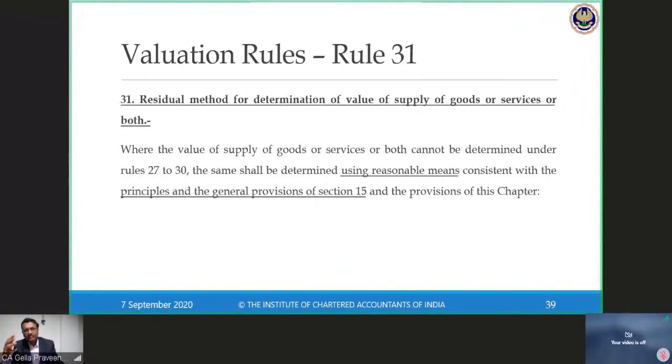Rule 30, they will override and they'll come to Rule 31. When we read this, it says, the value of supply of goods and services both cannot be determined under 27 to 30. The same shall be determined using reasonable means consistent with the principle laid out under Section 15. Now, it so happens, Rule 30, when we adopt COGS 10 plus 10%, because of the complexity in the nature of business, I'll give an example.